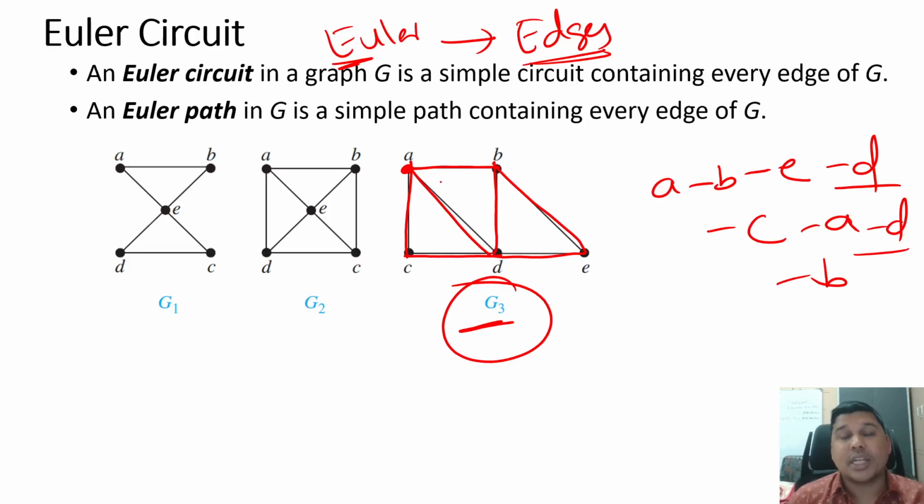Does this have a Euler circuit? No, because I started from A, I ended at B. So this G3 has no Euler circuit. It has only Euler path. Why? I started from A, but I ended up reaching B.